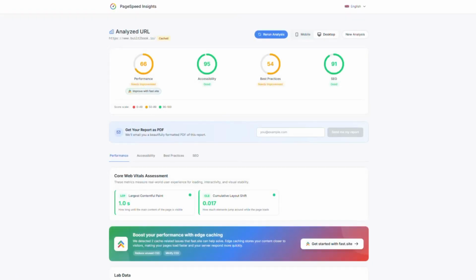Fix 3 is low application rate. Application rate is the percentage of unique landing page visitors who complete your application form. This is where most B2B funnels lose the majority of their traffic. The target is about 5 to 7% or higher. If this is off, the first thing to look at is page load speed. Use Google's PageSpeed Insights right now and test your page.